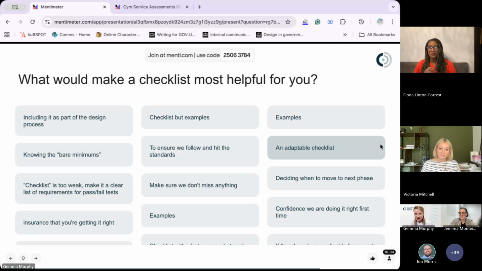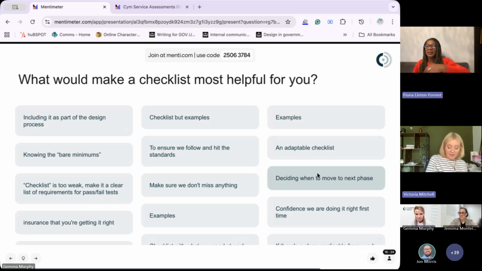No, someone's feeling shy. Does anybody else feel that the ability for the checklist itself to adapt would be an important thing, and in what ways might it need to adapt?